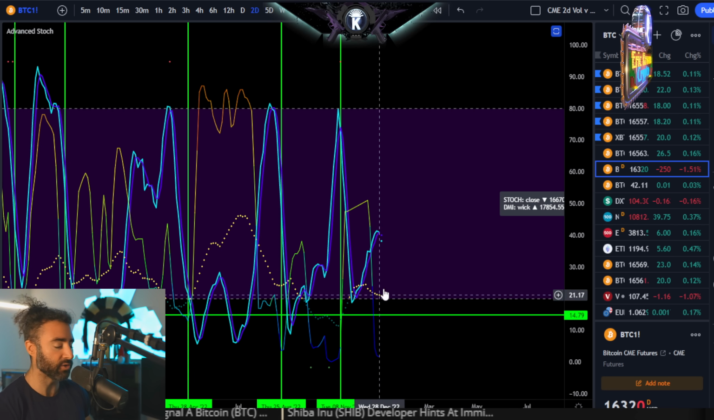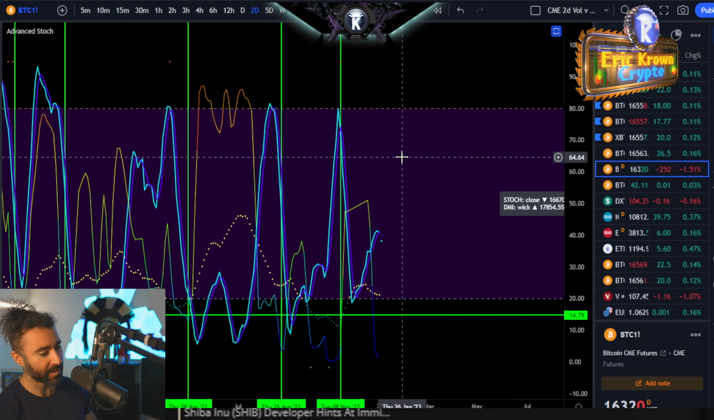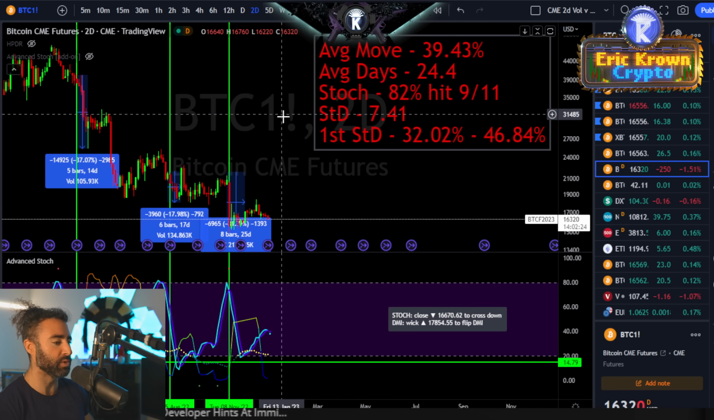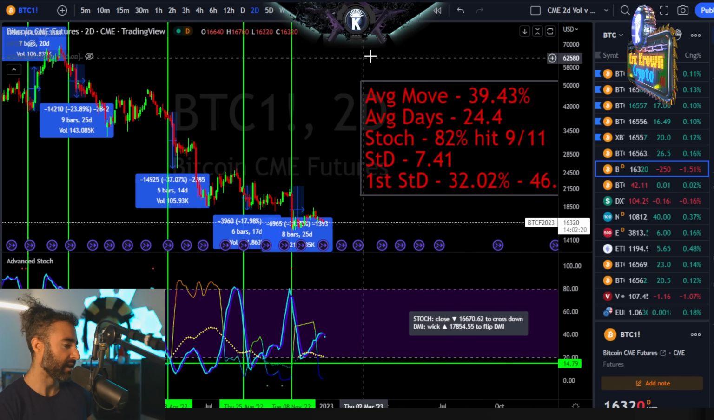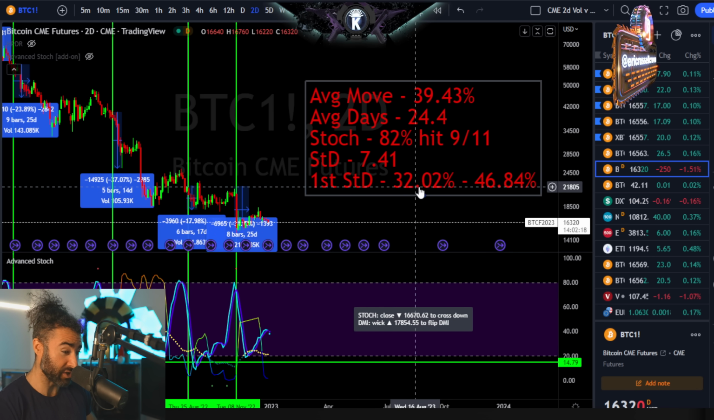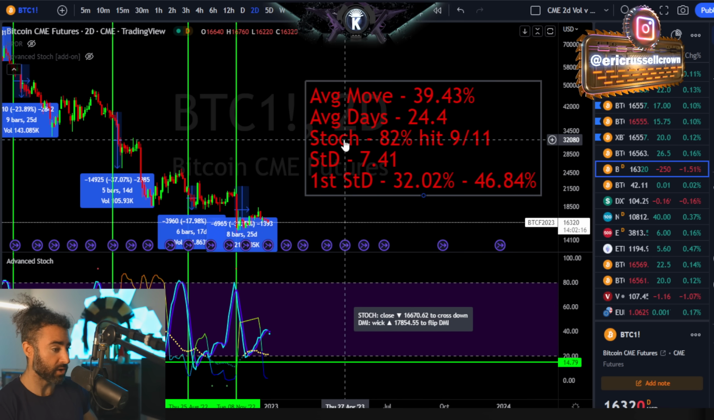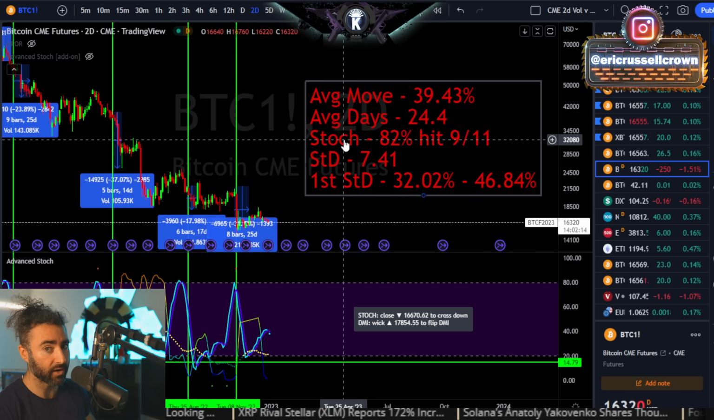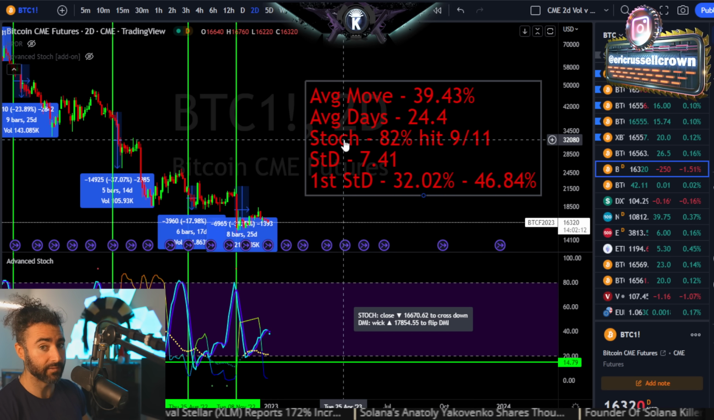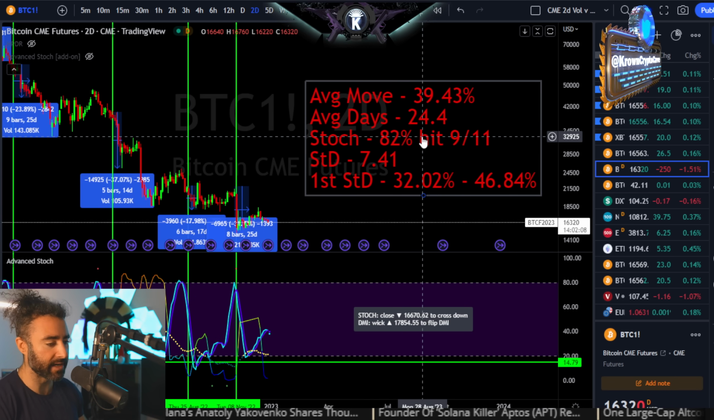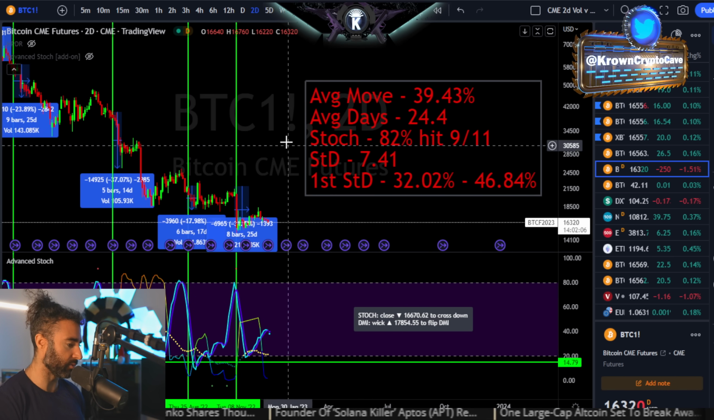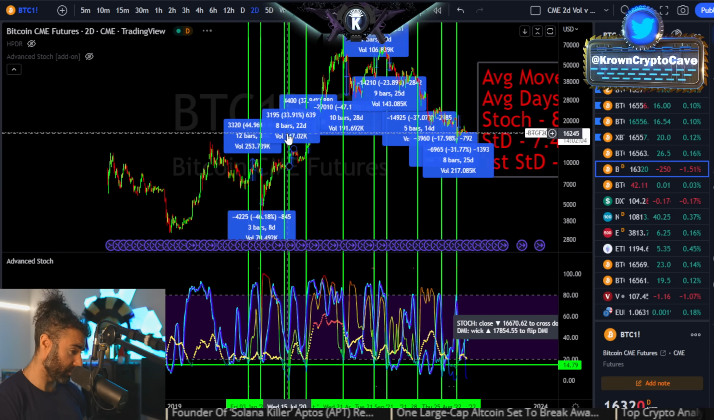Anytime that it gets down to extreme lows and expands from those extreme lows, we've seen an average move of almost 40% over an average of about 3.5 weeks. I've taken a first standard deviation measurement of this and also noted that the direction of the stochastic oscillator has been correct in getting the direction of the volatility expansion 82% of the time, or 9 out of 11 of the past iterations, which is the full history of CME.